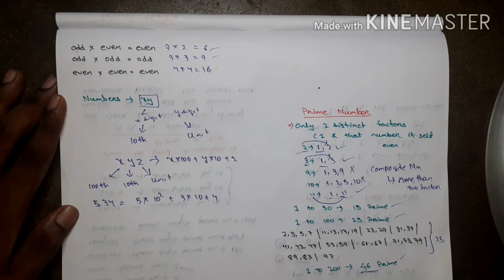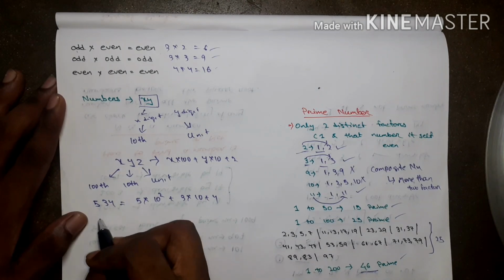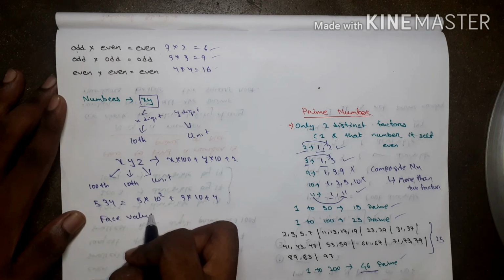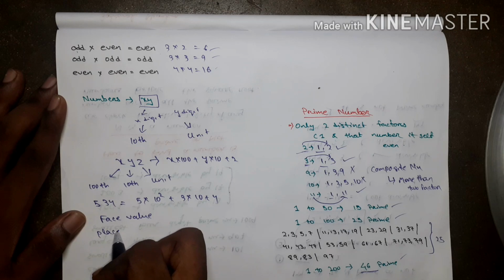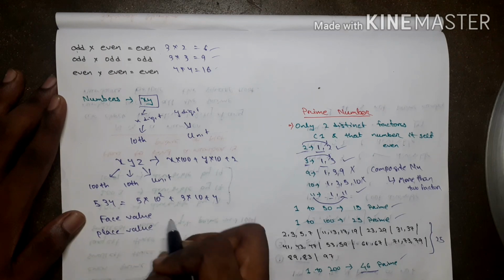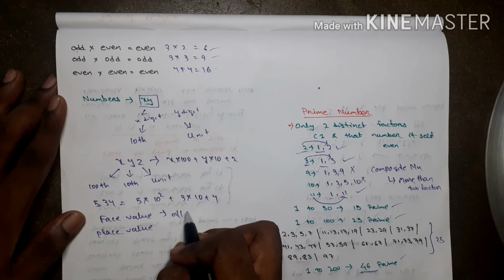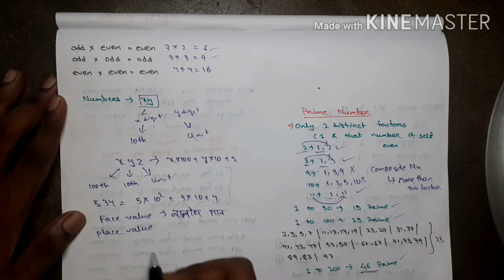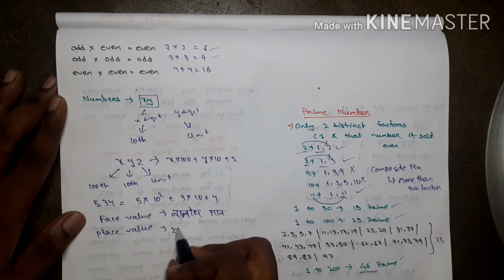Okay? Understand? Then what is the face value? What is the place value? What does face value mean? जातीय मान. Place value means स्थानीय मान.